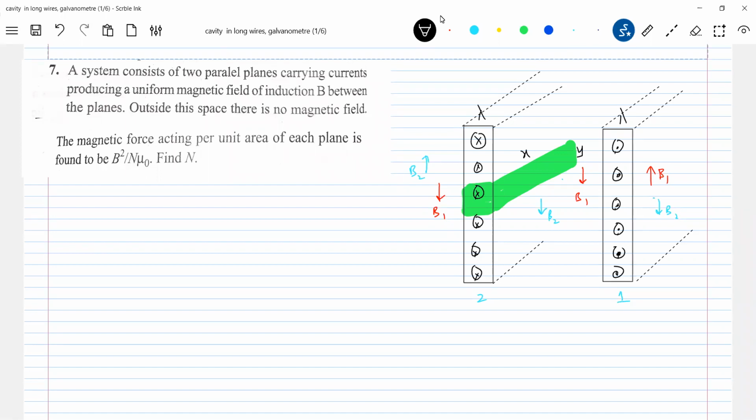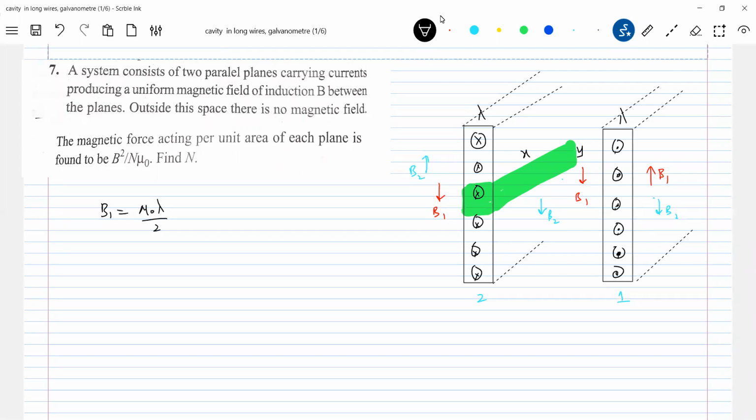So what should be the value of B1? What I'm assuming is the second plate is present in the field of the first plate. So B1 should be equal to mu naught lambda by 2. This is the field produced by plate 1 nearby plate 2. Mu naught lambda by 2. As they are large plates, the field will be uniform. Already I think we have discussed all this enough. So this is B1.